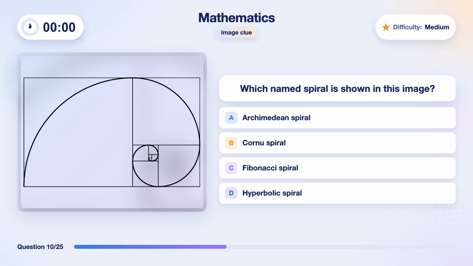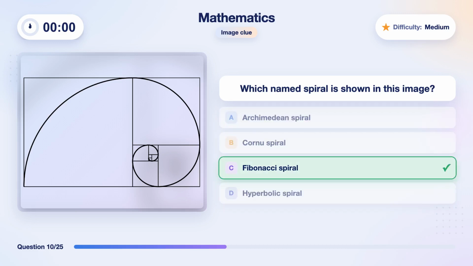No more waiting. Correct. None other than Fibonacci spiral. The figure is built by tiling the plane with squares of side length 1, 1, 2, 3, 5, 8, 13, 21, 34, the Fibonacci numbers, and drawing a quarter circle in each square. The resulting curve is called the Fibonacci spiral and approximates the logarithmic golden spiral whose growth factor is the golden ratio phi.